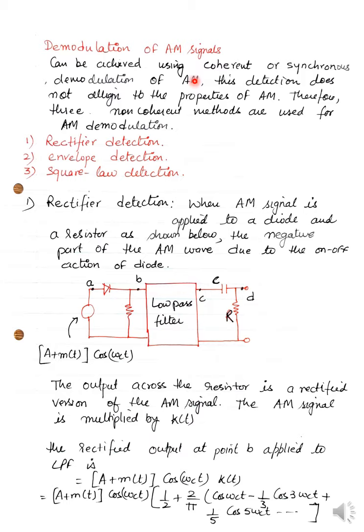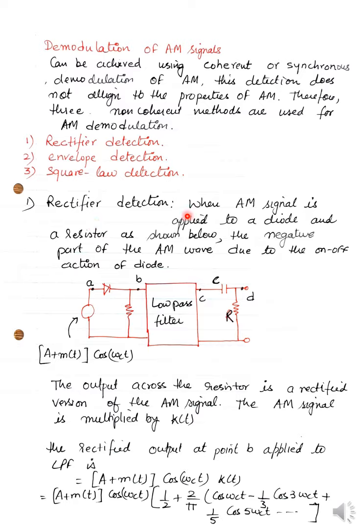Now, the demodulation of AM signal can be achieved using coherent or synchronous demodulation of AM. This detection does not align to the properties of AM, therefore 3 non-coherent methods are used for AM demodulation. Why is this not aligned? Because you have to provide a very complex circuit. You have to ensure that the signal you are generating is of the same amplitude and same frequency as you used in modulation. So when you are using non-coherent methods, different techniques will be used.